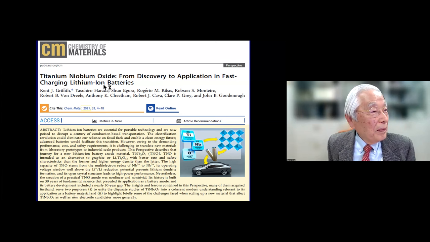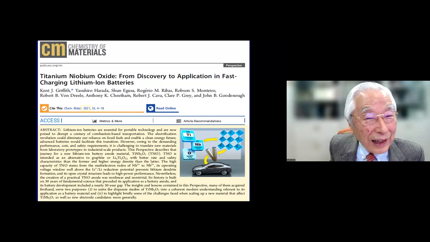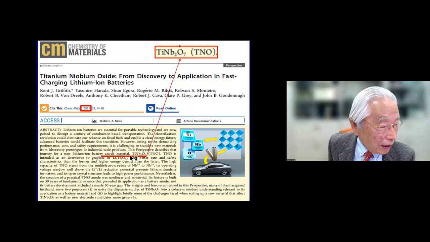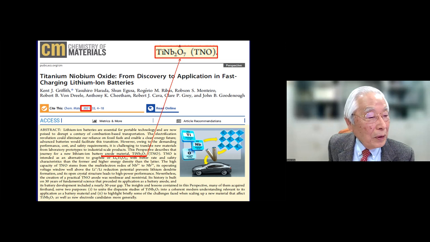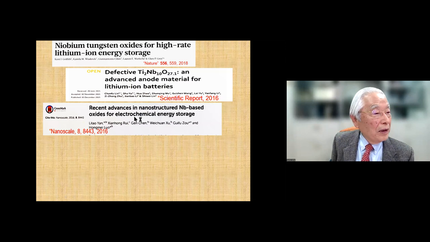This paper is published from the Cambridge group, and Grey is even good enough there. They were talking about this niobium oxide. I think he said nanomaterial, anode material, TiNb2O7. So this one here is similar to that, Ti2Nb10O29. And actually, many papers report this TiNb10 as an anode for lithium batteries.